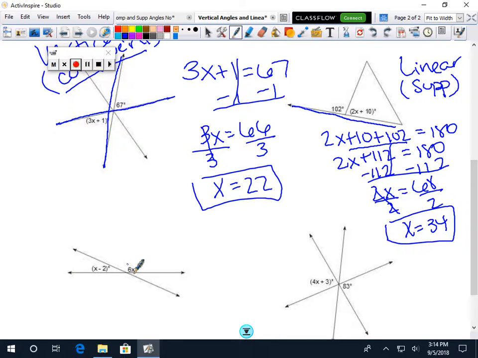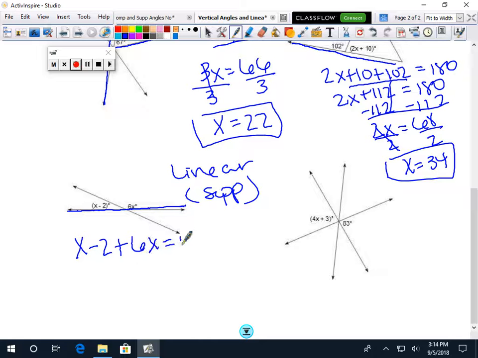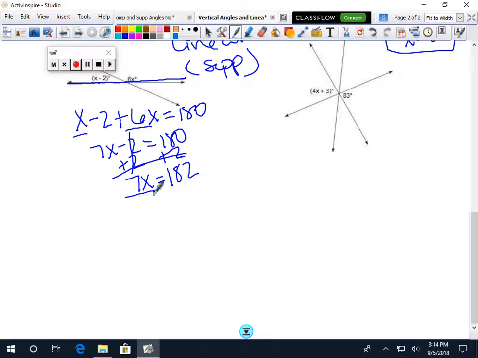The next example is also a linear pair. And again, we know that a linear pair are supplementary. So to set this problem up, I'm going to say x minus 2 plus 6x is equal to 180. Combine like terms, x plus 6x gives me 7x. Minus 2 equals 180. Add 2 to both sides. 7x would be equal to 182. Divide both sides by 7, and I get x is equal to 26.